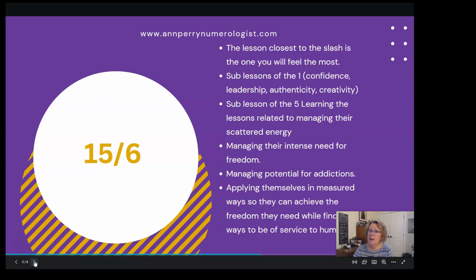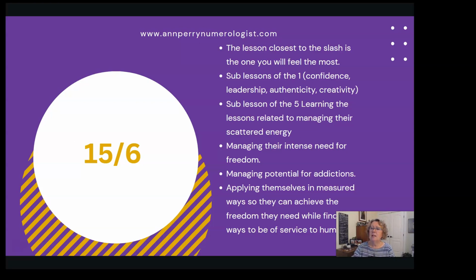Now, if you happen to be a 15-6, this means that not only are you a 6, you're always going to be a 6, right? But you are here to learn the sub-lessons related to the 1 and the 5 so you can be the best 6 you can be. So the lesson that is closest to the slash, okay, is the one that you will feel the most. So you could have been a 51-6. If that was the case, the 1 would be more in your face, right? But in this case, this is a 15-6.